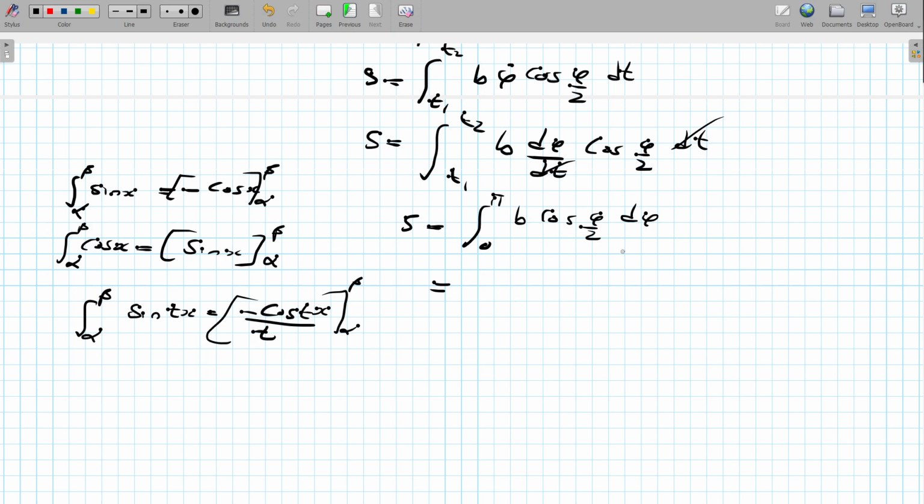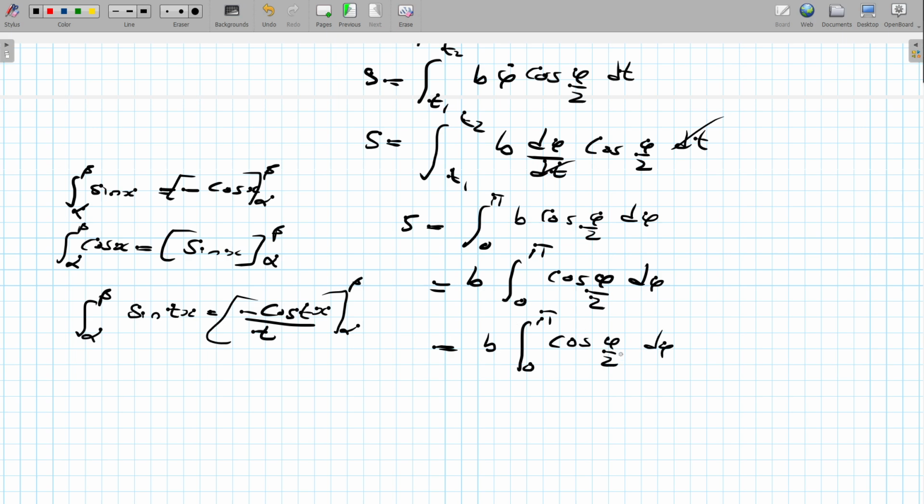So if you try to integrate what we have here, what are we going to get? First of all, take the b outside the integral because it's a constant. So I'm going to have cosine phi divided by 2 d phi. So what we have here is b, between 0 and pi, and then cosine of 1 divided by 2 phi. So this is like our t. I just wrote that to remind you.